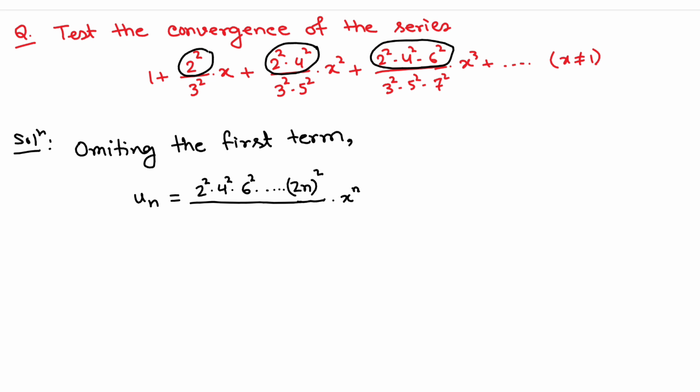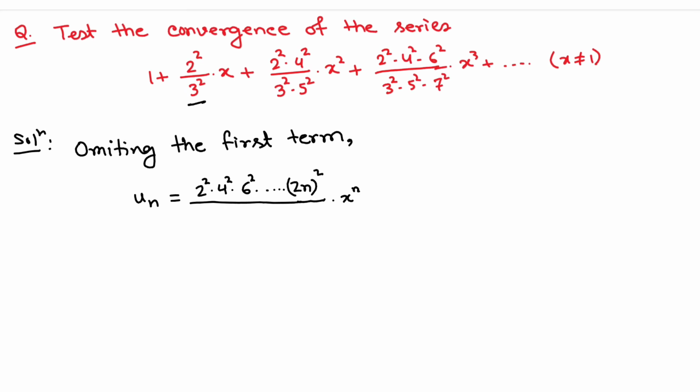Now you have to verify it. Is it correct? When n equals 1, you get 2 square. Yes, it is correct. When n equals 2, you get 4 square. Yes, it is correct. The last digit is 4 square. Now when n equals 3, that means 2 into 3, 6 square. Yes, the last digit is 6 square. So it is correct.